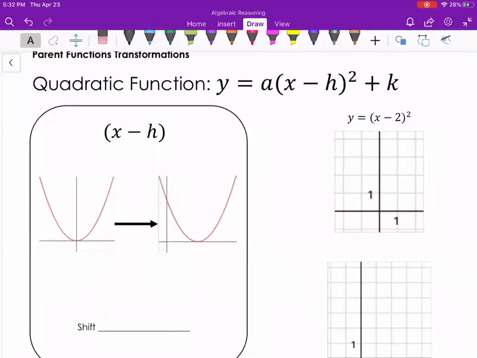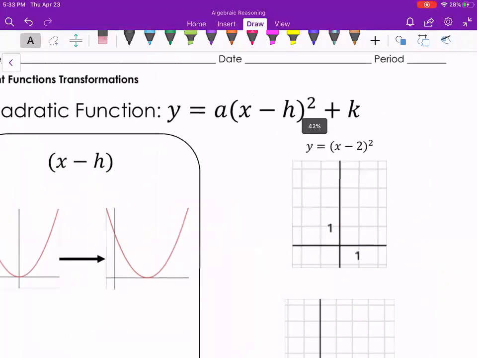All right, hi everyone. We are looking at our next topic inside of our parent functions. And today we're looking at the transformations or the changes that can be done to your different parent functions. So we are specifically looking at the quadratic function today and the square root function today.